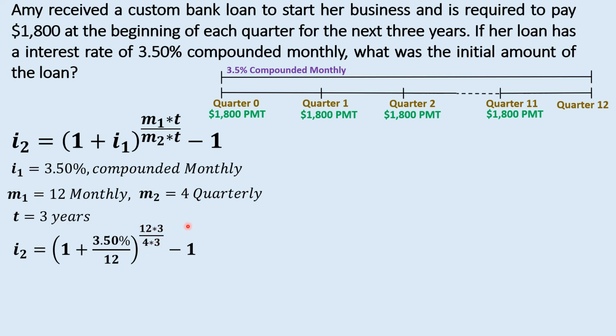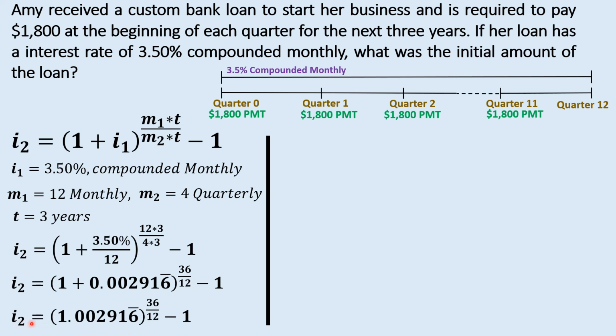Now, let's simplify this even further. When we divide 3.5% by 12, we get 1 plus 0.00291, with a 6 recurring, to the power of 36 divided by 12. We simplify this even further, and then we get 1.002916, because we added the 1, to the power of 36 divided by 12, minus 1. And then we simplify it even further. When we divide 36 by 12, we get a power of 3.